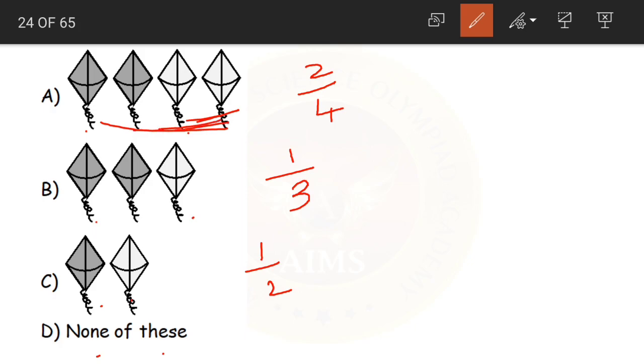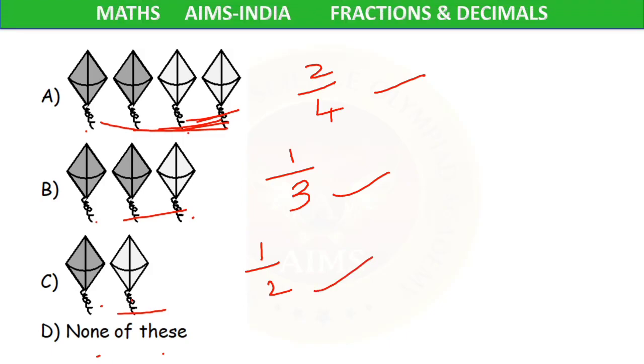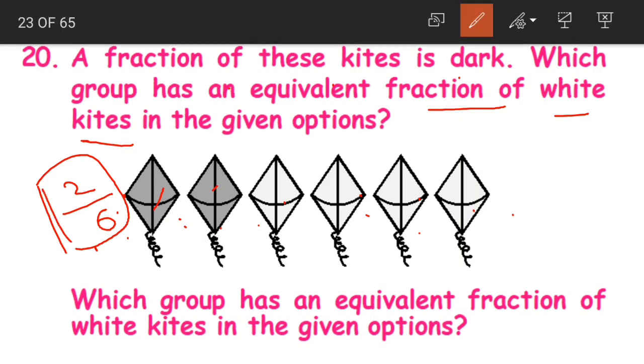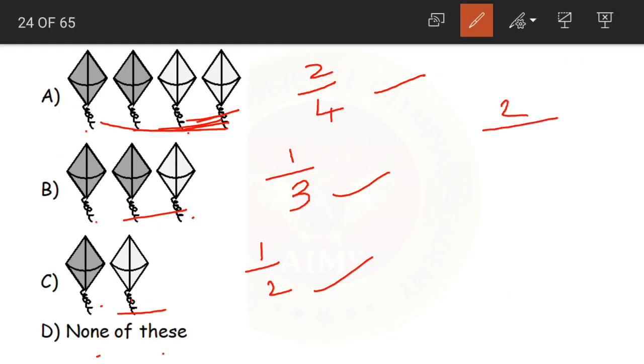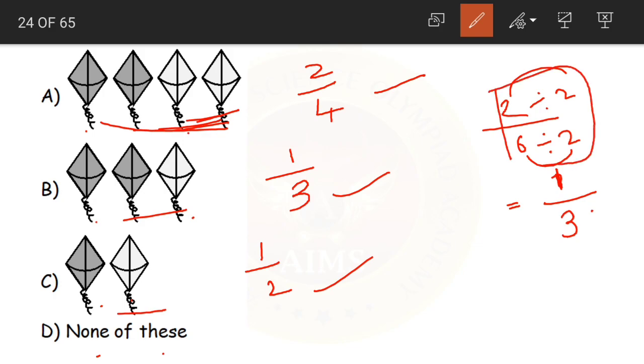See, the fraction of white kites is 2 by 4, 1 by 3 and 1 by 2. But here the fraction is 2 by 6. What is the equivalent fraction of 2 by 6? When we divide both the numerator and denominator by 2, we have 2 divided by 2 is 1, and 6 divided by 2 is equal to 3. So the equivalent fraction of our 2 by 6 is 1 by 3. So option B, 1 by 3 becomes our correct answer.